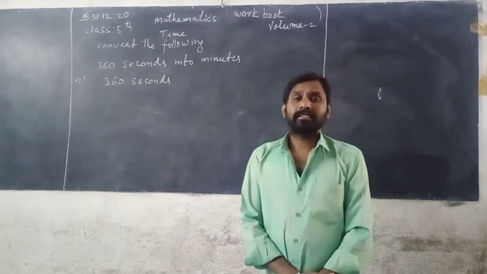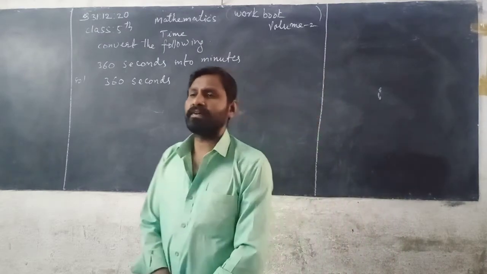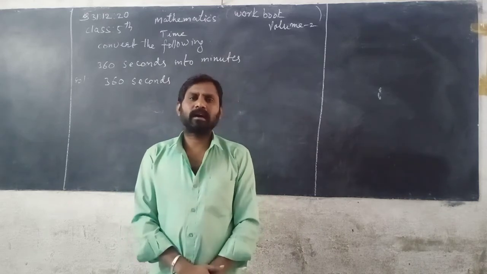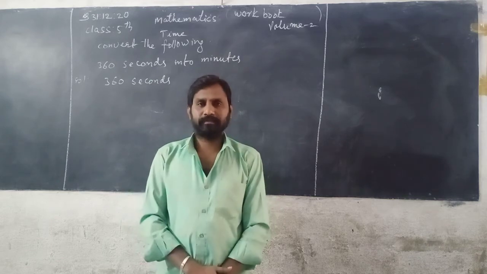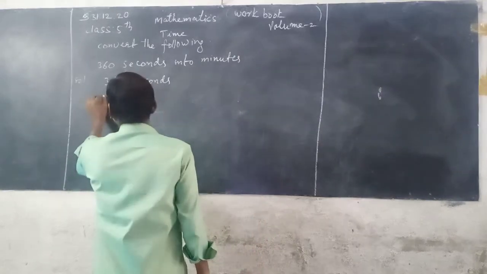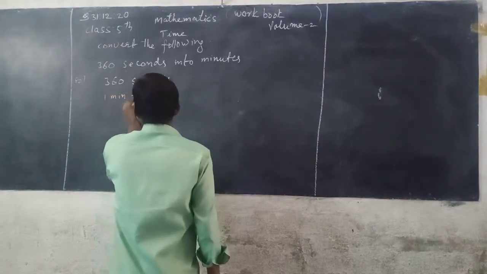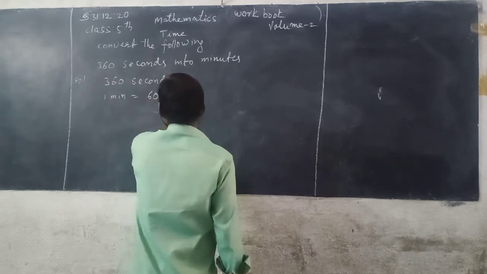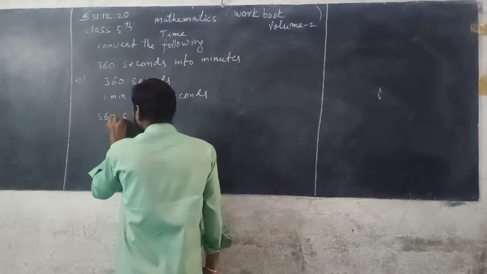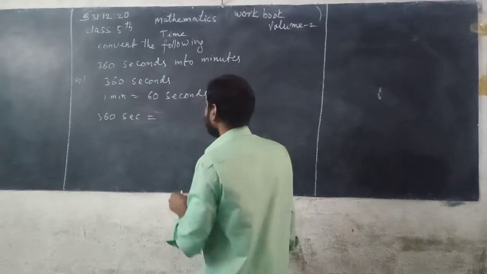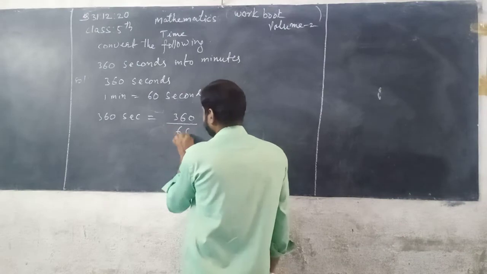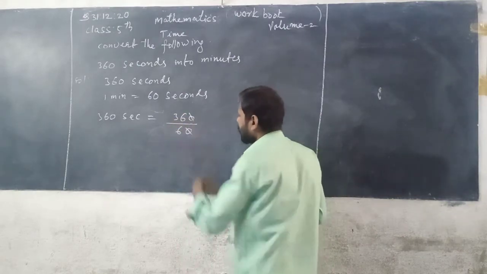Seconds is converted into minutes, which means the small quantity is converted into a large quantity. Then we have to divide. 1 minute is equal to 60 seconds. Then 360 seconds is equal to 360 by 60. The zeros get cancelled.